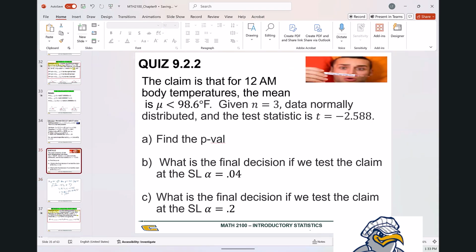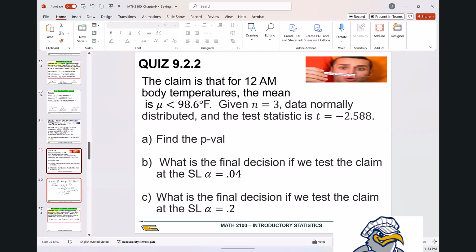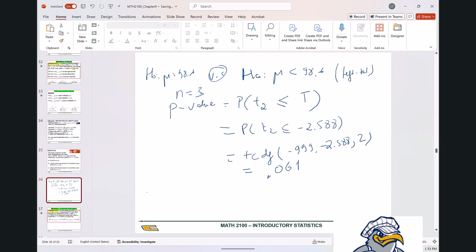So what is the final decision if we test the claim at significance level 0.04? In this case, you can reject H naught if the p-value is less than alpha. Your alpha is 0.04, and because the p-value is greater than 0.04, you cannot reject H naught at alpha 0.04.